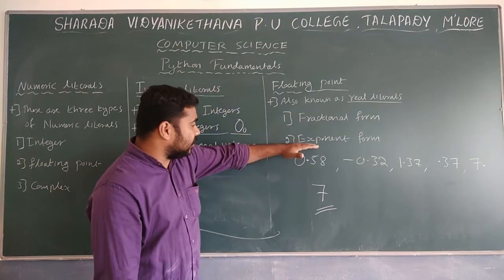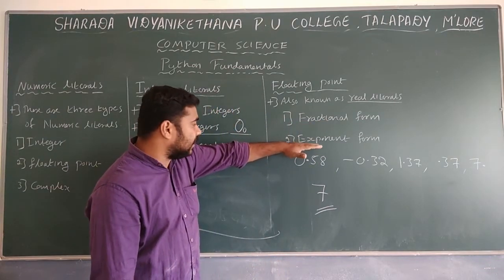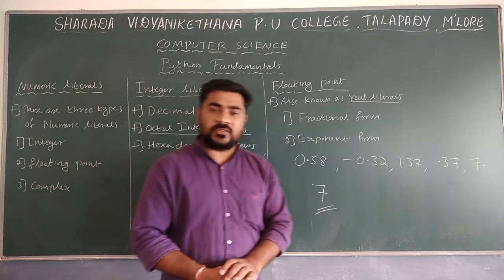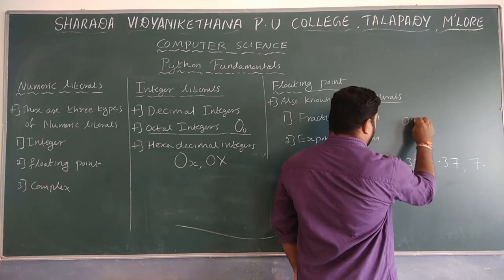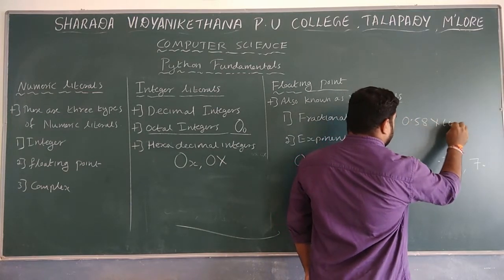The next category is exponent form. We can also represent numbers in exponent form. For example, take the number 0.58 times 10 raised to 1.